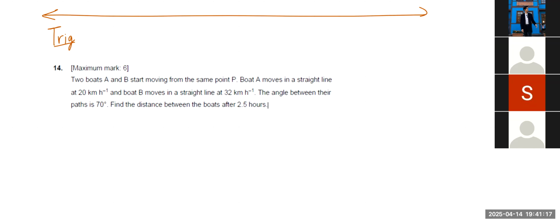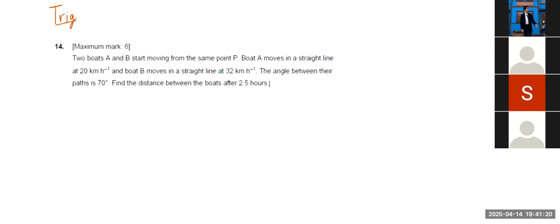So the first thing I'll do is, you know how they say same point P? There's two boats, they start moving at the same point, and then one of them is moving at this speed, the other is moving at this speed. They're both moving 70 degrees apart from each other, basically. So make a random point, name it P, of course. A is moving there, like, I don't know, this is A, and B is moving like there. And one of them is moving at 20 kilometers per hour, the other is at 32 kilometers per hour. Find the distance between them after 2.5 hours.